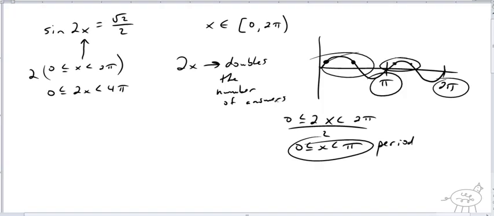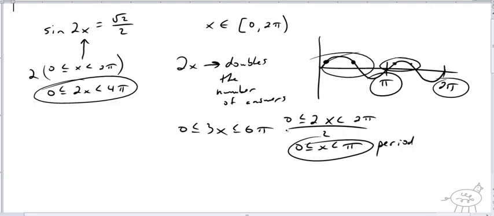Same thing if I have a 3x there. If that was 3x, you'd multiply everything by 3, and you'd get 3x between 0 and 6 pi. So 3x actually triples the number of answers. 4x quadruples. In other words, it just keeps going up by that magnitude. And what does 1/2 do? Well, we'll talk about that one in a little bit. I just wanted to give you a general idea of what this looks like. So let's go back and do this problem.